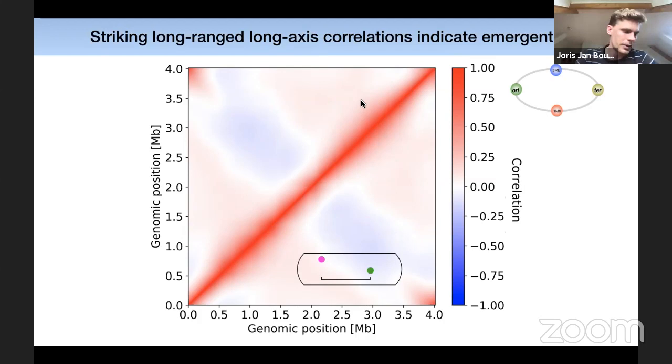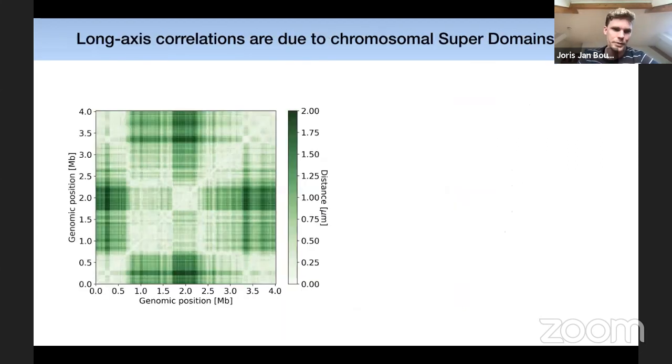So this we found quite an interesting result, and we dug a bit deeper. And we found that the answer to what causes these correlations is found in the single chromosome states, specifically in the distances between regions. So here I'm showing you a map of distances between genomic regions for one specific state. And as you see, there are clusters appearing.